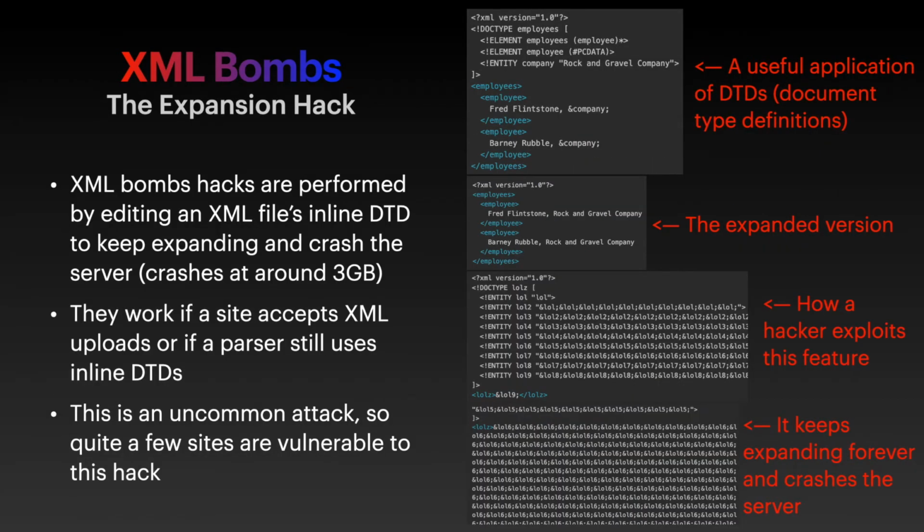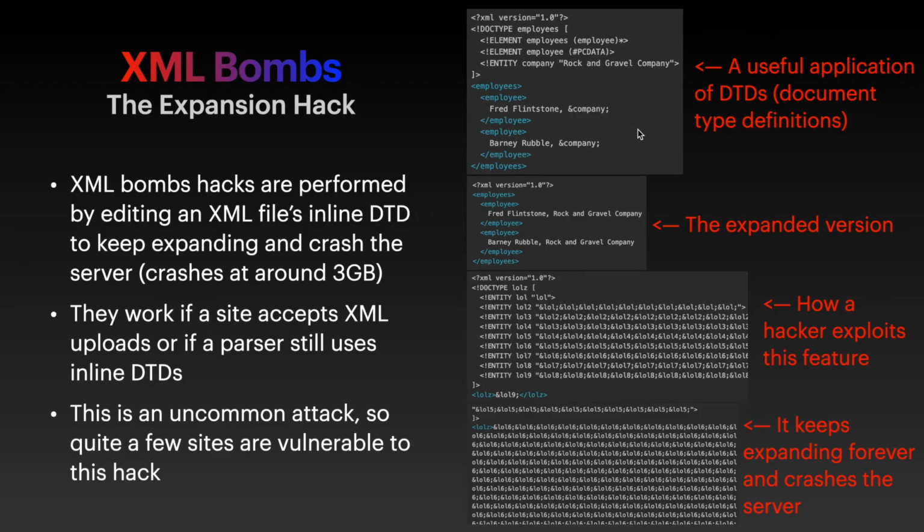All right, so XML bombs, or the expansion hack. So XML bombs are performed by editing an XML file's inline DTD to keep expanding and crash the server, right? It crashes at around 3 gigabytes. They work if a site accepts XML uploads or if a parser still uses inline DTDs. This is an uncommon attack, so quite a few sites are vulnerable to this hack, right?